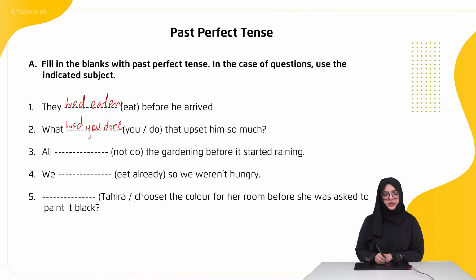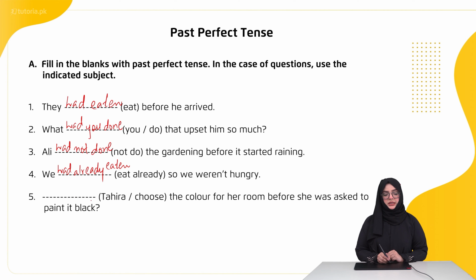Third is Ali dash not do the gardening before it started raining. Ali had not done the gardening before it started raining. Fourth is we dash eat already so we weren't hungry. We had already eaten so we weren't hungry.